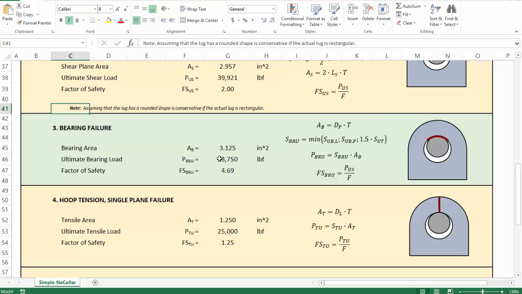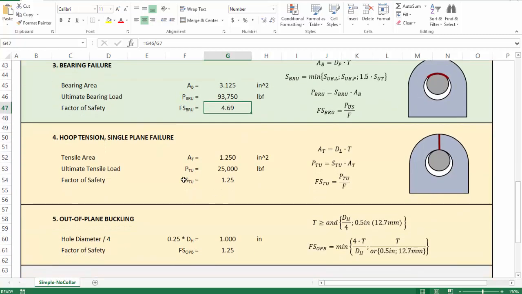And then the ultimate bearing load is here, the minimum of your bearing stress times your bearing area, and the factor of safety is 4.69. So it's pretty strong in this case, so that's not really a concern. Again, here you have your hoop tension single plane failure. So you're just tearing it right through.